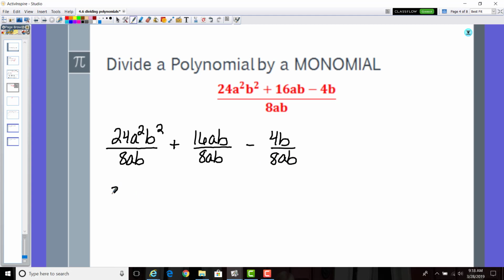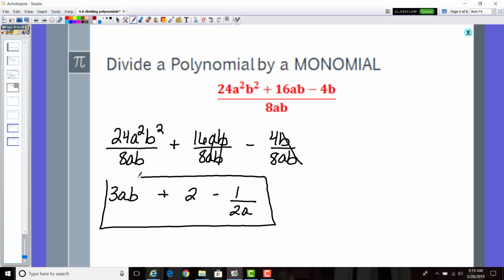24 divided by 8 is 3 over 1, or just 3. A squared over A, I have more A's in the top, and I have one more. B squared over B, again I've got more B's in the top, and one more. So this reduces to the term 3AB. Okay, plus 16 divided by 8 is 2. My A's cancel, my B's cancel, so my second term reduces to 2. 4b over 8ab, 4 over 8 reduces to 1/2. I've got one more a in the bottom, and my b's will cancel. So I've got 3ab plus 2 minus 1 over 2a.